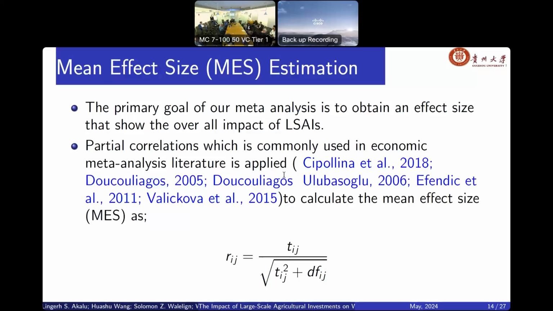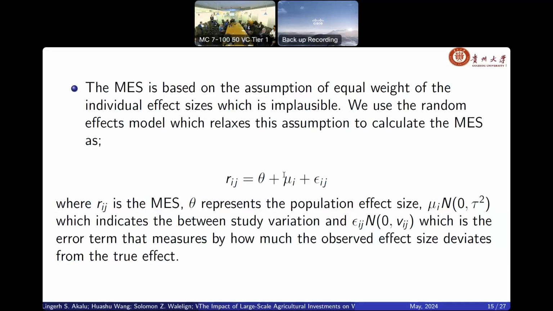Okay, then in order to calculate the mean effect size that shows the unique value to indicate the impact, we use partial correlation coefficients, which are mostly used in economic data analysis. It simply shows the relationship between large-scale investments and welfare or livelihoods. It's calculated from the primary statistics and degrees of freedom, and it simply shows the average effect size.